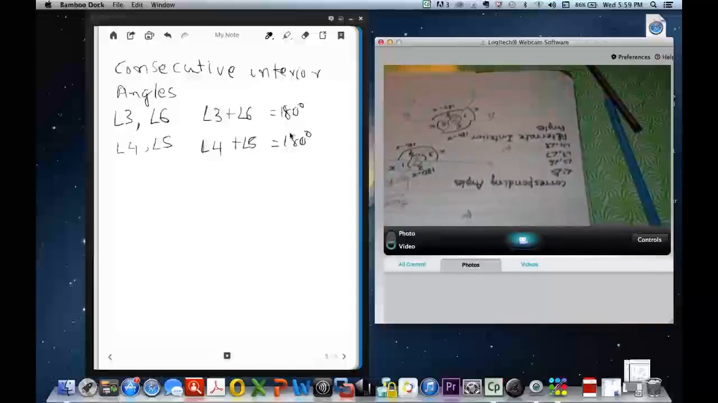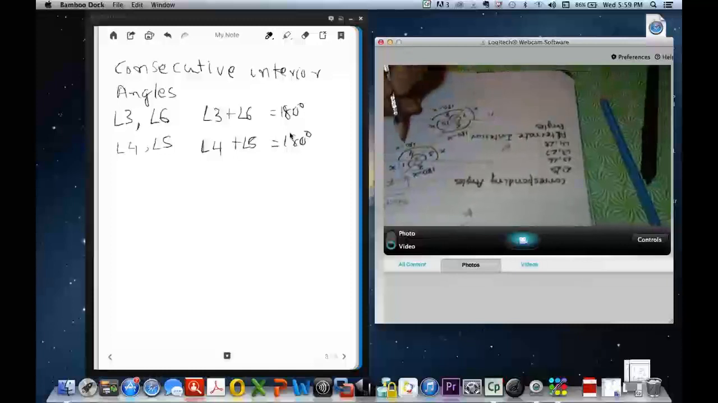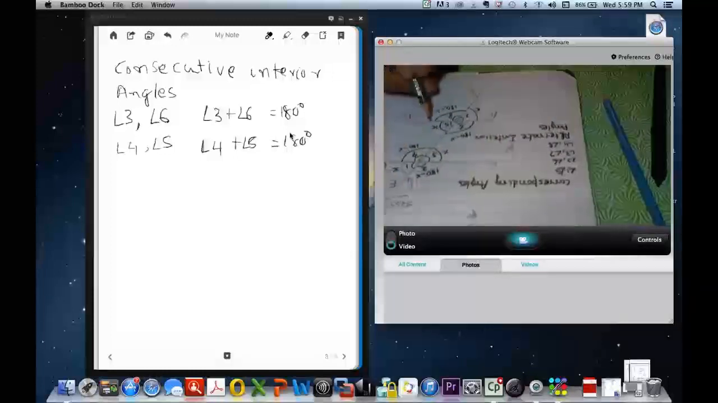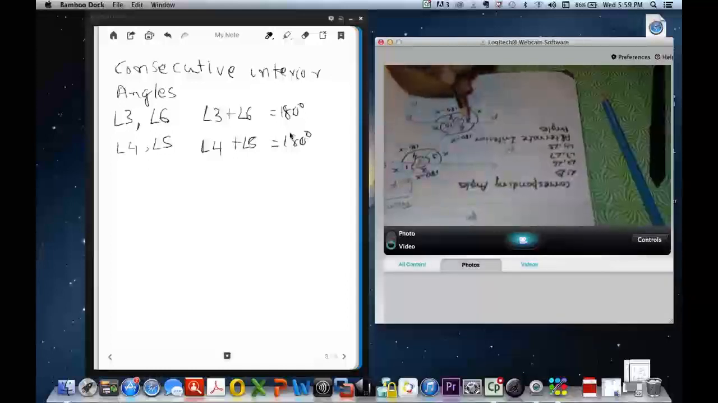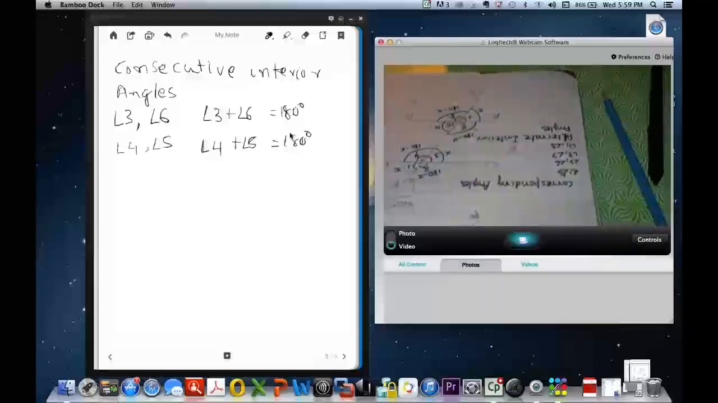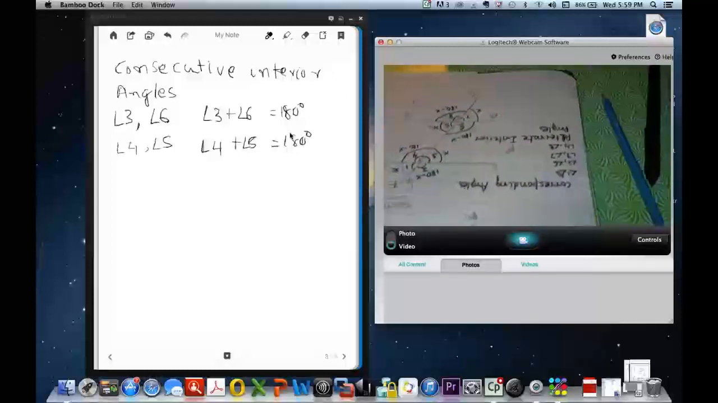Now let us try to see whether that is true. Yes, it is, because angle 4 is 180 minus x and angle 5 is x. 180 minus x plus x is 180. Similarly, angle 3 is x and angle 6 is 180 minus x. So x plus 180 minus x is again 180. So you can see that that is true. For consecutive interior angles, the sum will be 180 degrees.